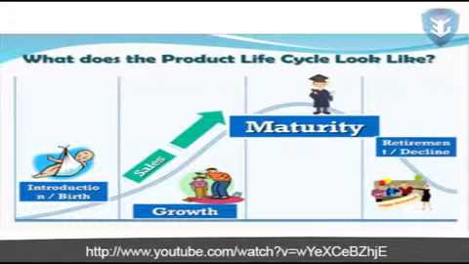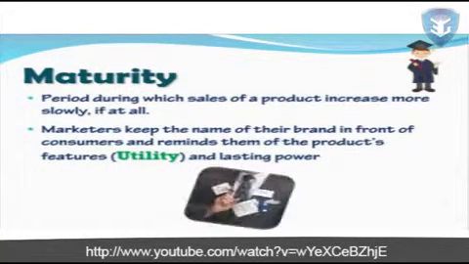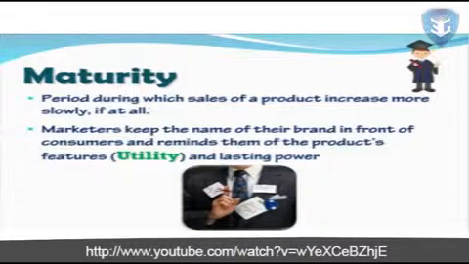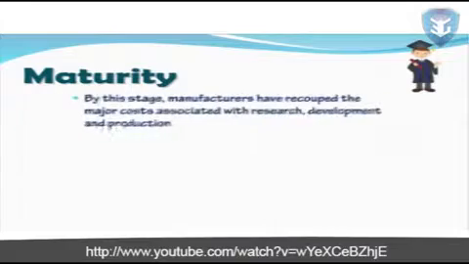So sales are increasing, but they increase to a point and they hit this peak, and we call this peak the maturity stage. So when products hit the maturity stage, this is where sales really start to level off, right? They might still increase, but at a much slower rate. So marketers want to keep their brand out in front of the consumer and remind them as much as possible of their features, right? The utility, the lasting power of the product. They're not going to generate necessarily new sales. They really want to just keep those returning customers coming back and buying their product.